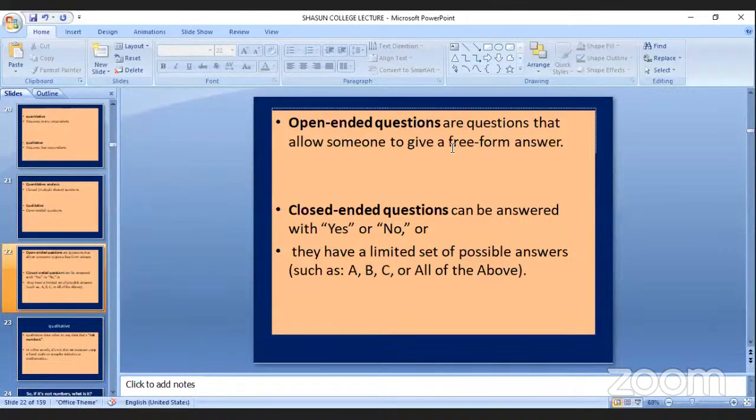Some of them will say, no, I will not have anything. Some of them will say, I want to have only Kellogg's, only oats, only fruits. So something which is not being asked here also. So open-ended is n number of answers they will give. These are questions that allow someone to give a free form of answer. Closed-ended is you restrict the answer, you provide an answer. That is the difference between closed-ended and open-ended.